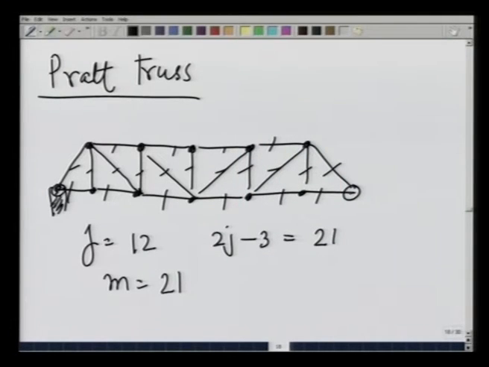These points can be fixed. On the other side, either I can have a fixed pin, or usually you put it on a wheel. I will comment on this a little later. Let us look at some other trusses in the meantime.